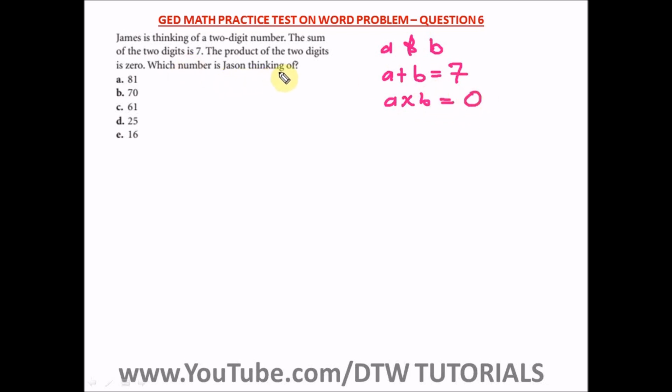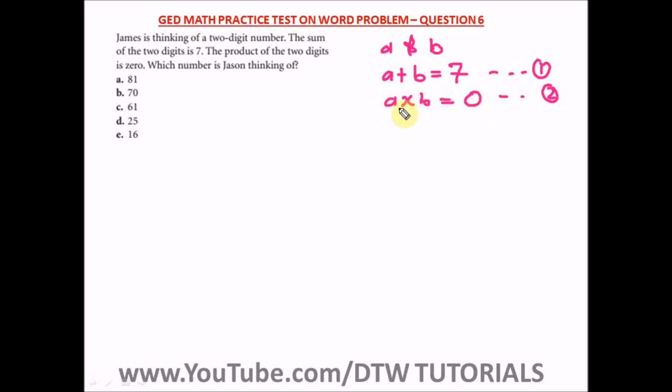Which number is Jason thinking of? Okay, I think this should be James. I think this is an error here. Okay, so how do we get this now? So we have two equations here. We have equation 1 and we have equation 2. Okay, so from these two equations, let us look at the second equation.